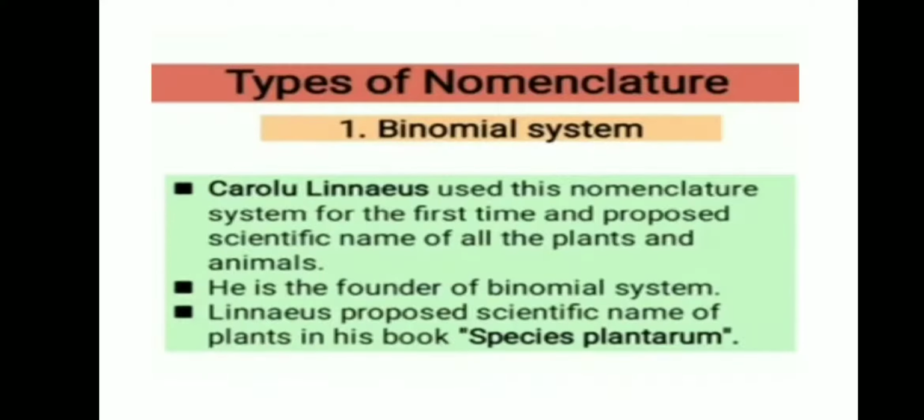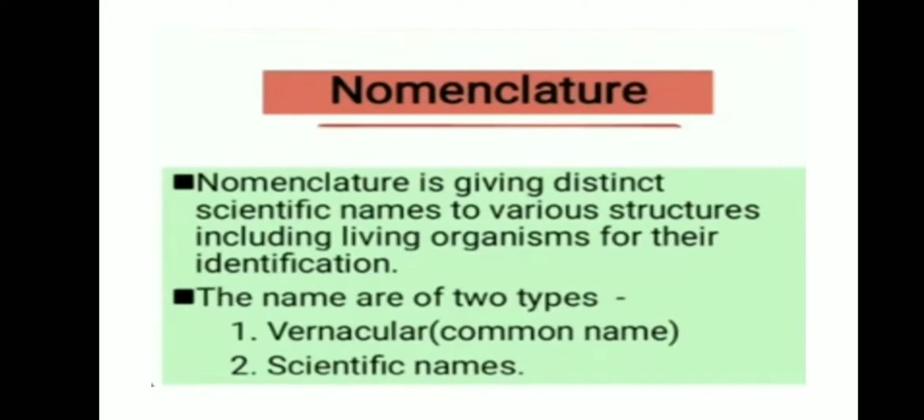And next, let's see about binomial nomenclature. The naming of an organism with two words is known as binomial nomenclature. Carolus Linnaeus used this nomenclature system for the first time and proposed scientific names for all plants and animals. He is the founder of the binomial system. Linnaeus proposed scientific names for plants in the book Species Plantarum. Nomenclature is giving distinct scientific names to various structures, including living organisms, for their identification.